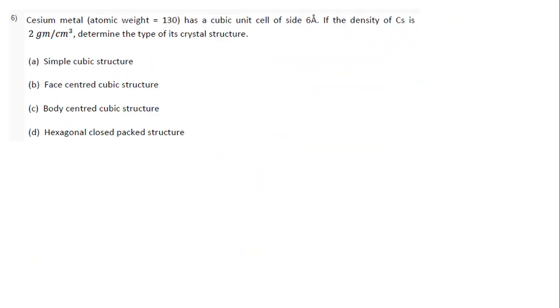Okay. Next question is, cesium metal, which has atomic weight 130, means 130 gram per mole, has a cubic unit cell with lattice constant of 6 angstrom. If density is, density is already given, which is 2 gram per cc or centimeter cube. It's same thing. Determine what type of crystal structure this is.